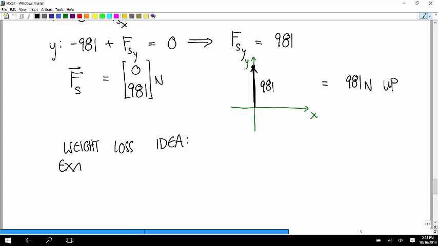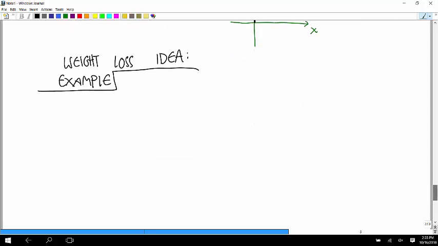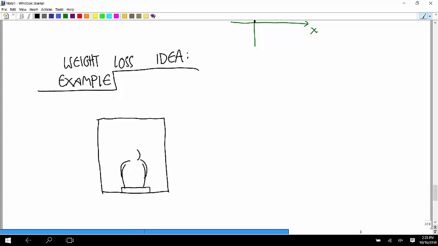Okay, so here's the second example. So now it's going to be the same setup. There's the scale. There's the man. And the man's mass is still 100 kilograms, but now the scale is on an elevator that's accelerating down at 2 meters per second squared.